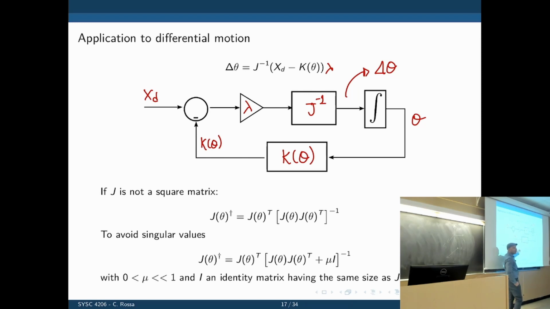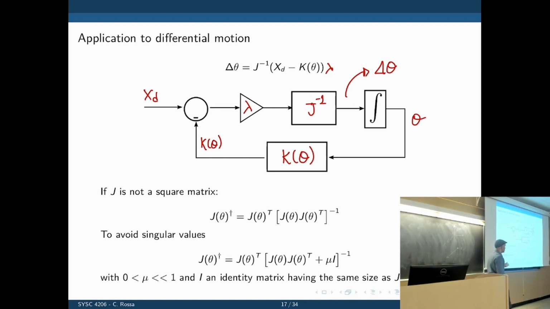Where this comes from, don't bother. There's a lot here. But this is an approximation of the inverse. Problem number 1. Problem number 2. What happens if there is a singularity? This will blow up to infinity at some point.